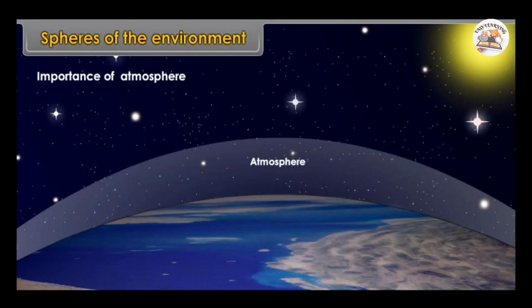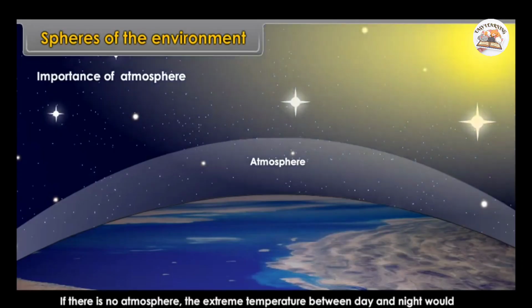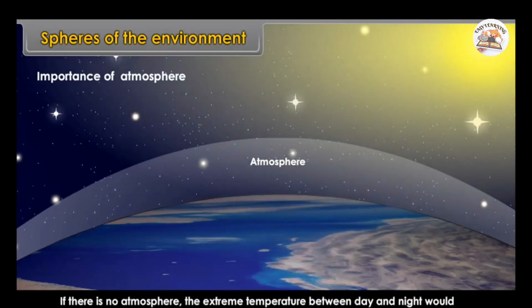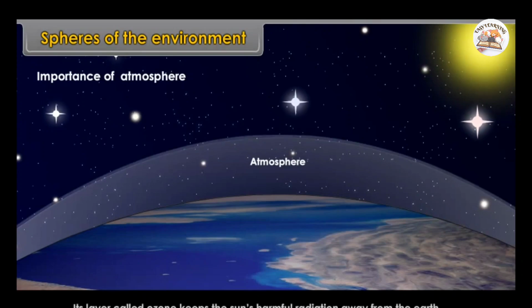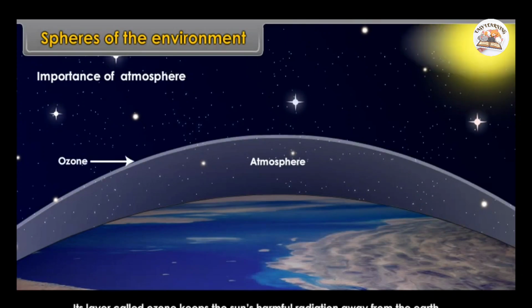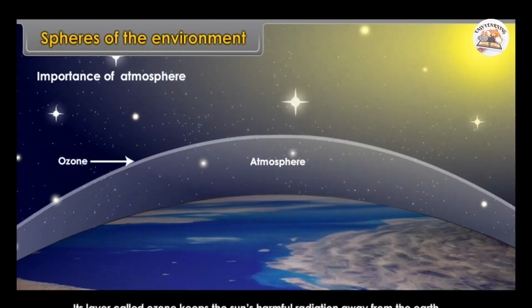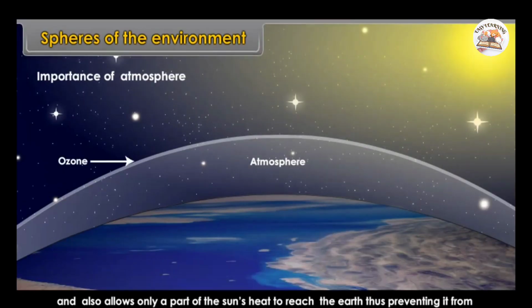Importance of atmosphere. If there is no atmosphere, the extreme temperature between day and night would have been much greater. It also controls the extreme of the seasons. The atmosphere provides a setting in which all forms of life are created and sustained. Its layer, called ozone, keeps the sun's harmful radiation away from the earth and also allows only a part of the sun's heat to reach the earth, thus preventing it from getting too hot.